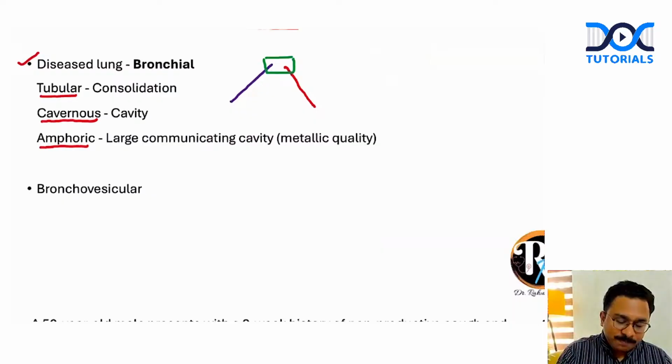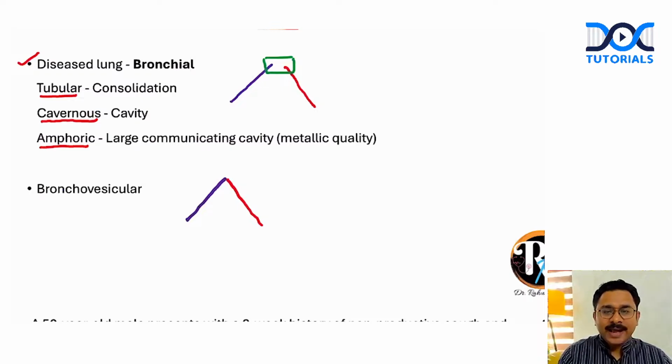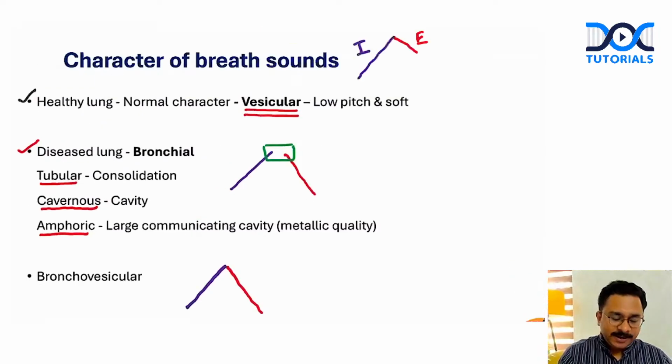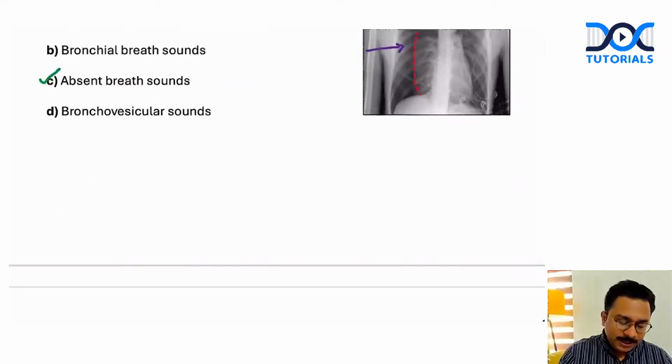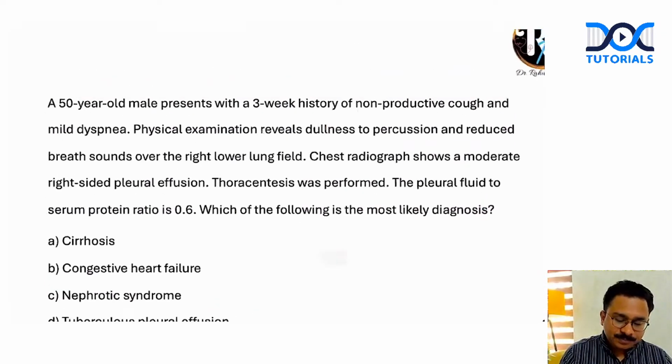Whereas when it comes to a bronchovesicular type of breathing, you can see, yes, inspiratory limb, and you will have an expiratory limb, which is almost the same as that of the inspiratory limb. But again, you can see there is no gap between inspiration and expiration. Now, when it comes to pneumothorax, you very well know that patients with pneumothorax, the auscultatory finding is absent breath sounds. So what is the answer? Option C, right? Let us go to the next question.